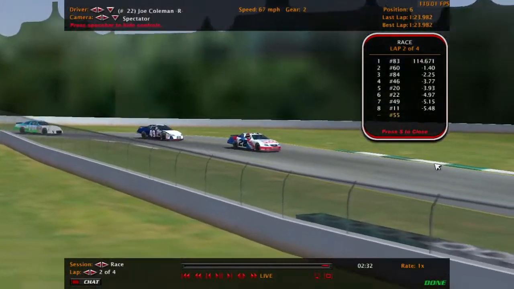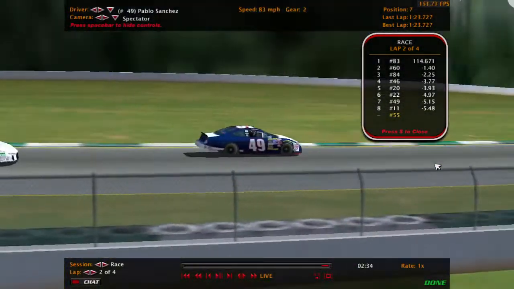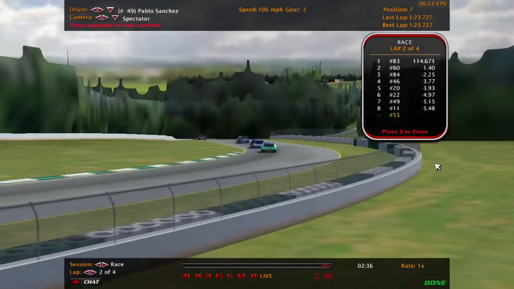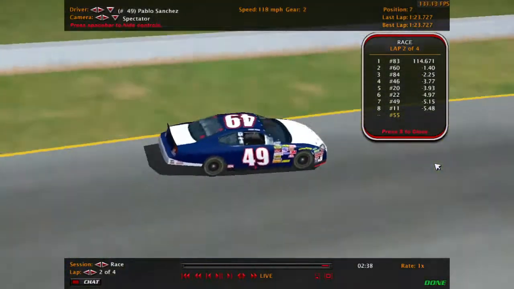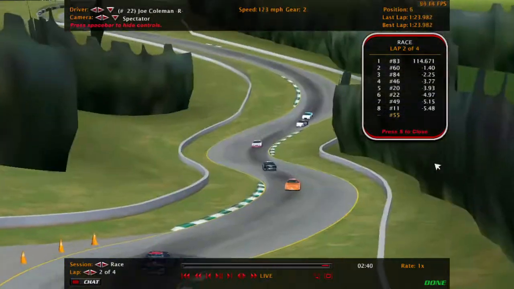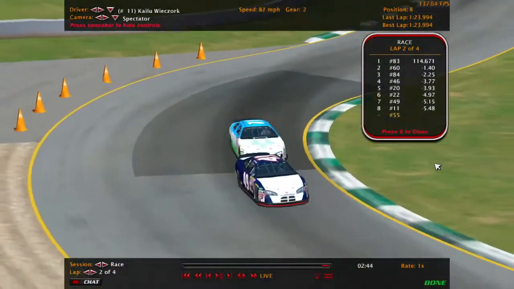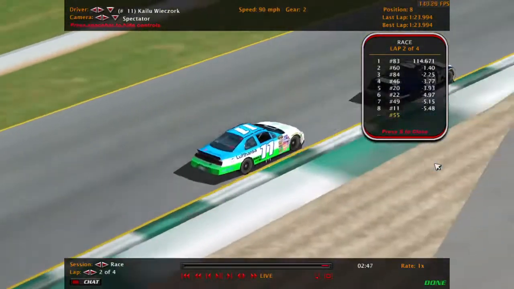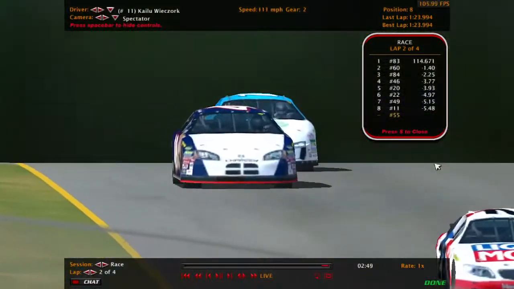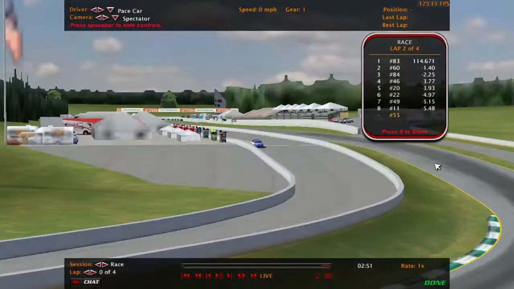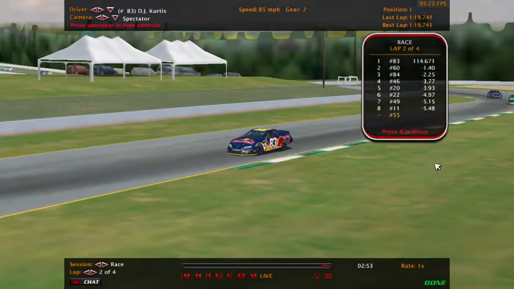Joe Coleman, he has a quick car. Alex Rowe won his heat, and his teammate now is out. Sanchez has gotten by Weizork. Obviously, Weizork's teammate, Kylie Weizork, did not make it through his heat. Kiterman did not. But look at the lead Curtis has here.